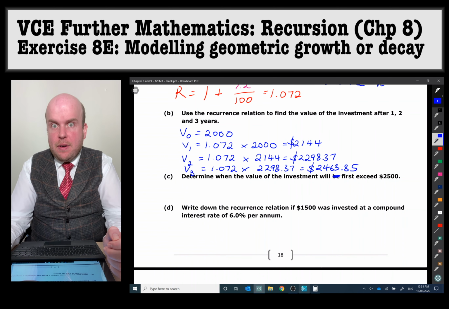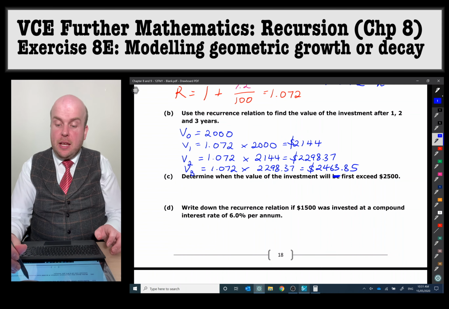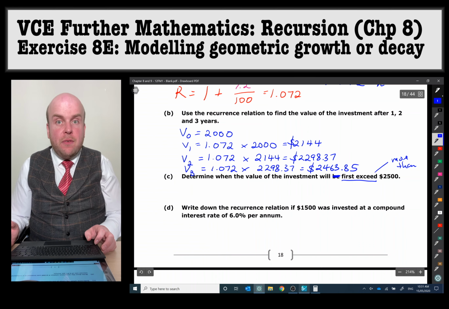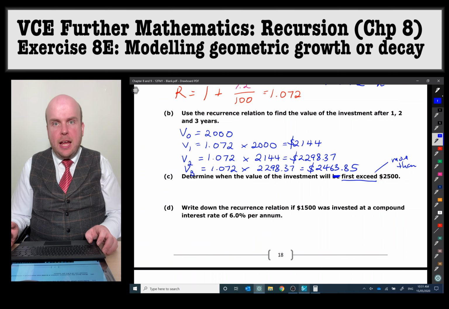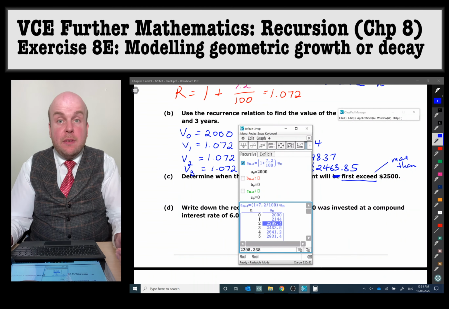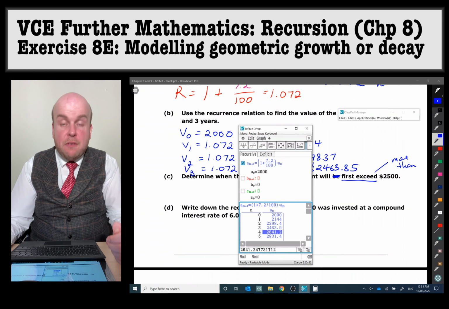Determine when the value of the investment will first exceed $2,500. So when you say first exceed, so when will it be first more than 2,500? Well, since we've gone to the effort of making a sequence on the CAS, we may as well just use that. So when does it first reach over 2,500? It looks like after 4 years.